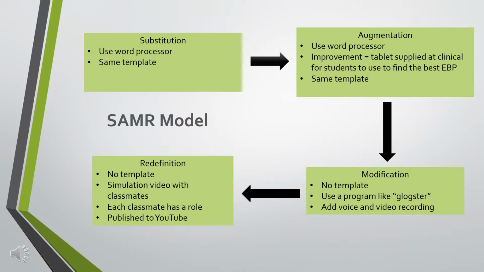So going from least technology advancement to most technology advancement, starting with substitution, how we would change the care plan is change from a written care plan to using a word processing program like Microsoft Word, but using the same template. The teacher sends the students a template including interventions, diagnosis, evaluation, goals, outcomes. All those would be set up like the previous slide, just into columns like so.